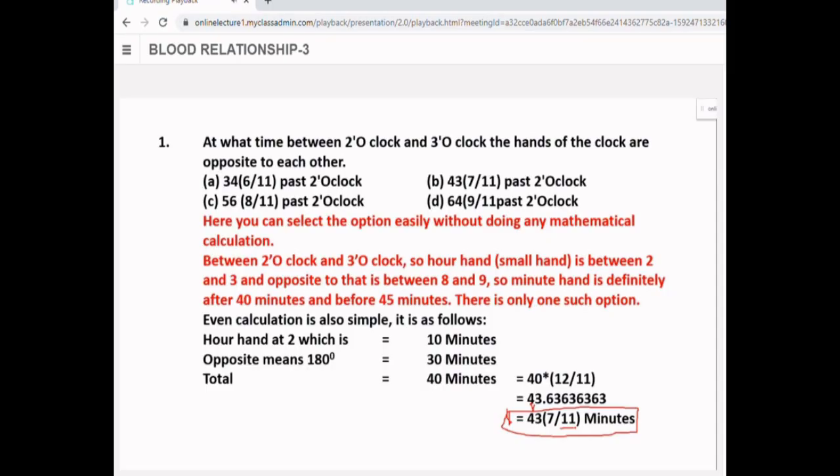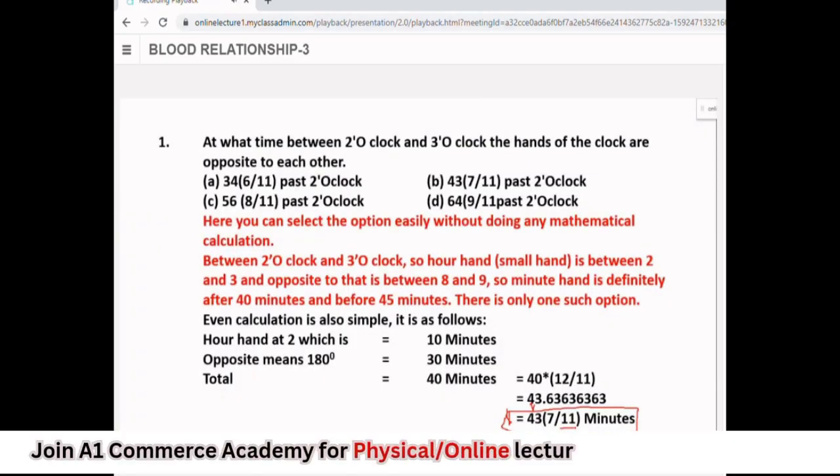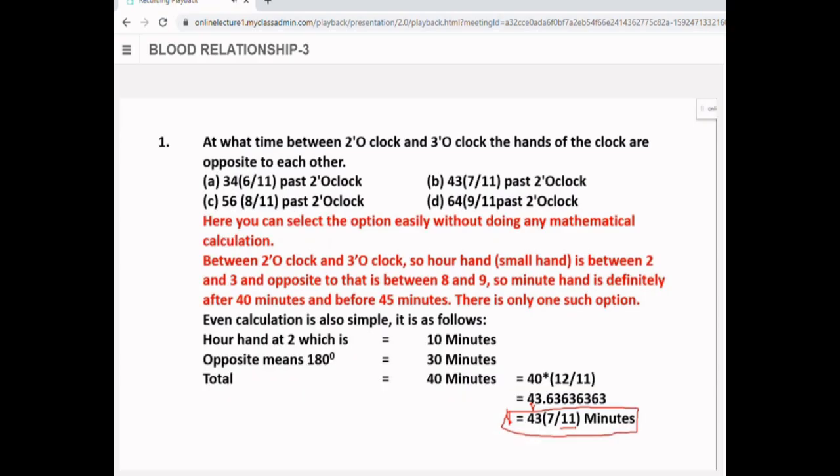So 43.63 means 7 upon 11. Denominator is always 11. How did I get 7? Say the table of 9 till you get 63. You will get 63 as 9 sevens are. So it is 7 upon 11. You should know both the answers. One answer is on a calculator, it is 43.636363. It can be called 43.64. So how do I get that 7 upon 11? Denominator is always 11. And 63 I get by saying the table of 9 seven times. So 7. So 43 point.